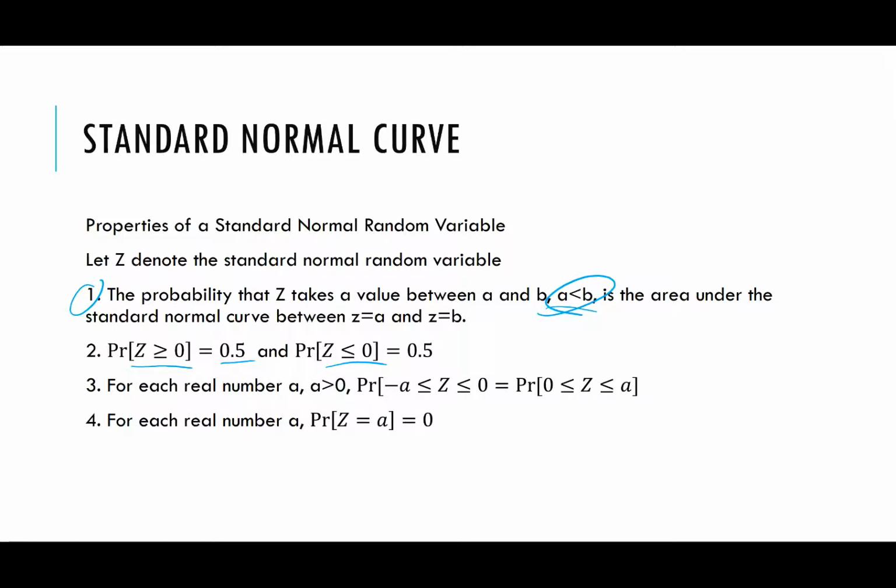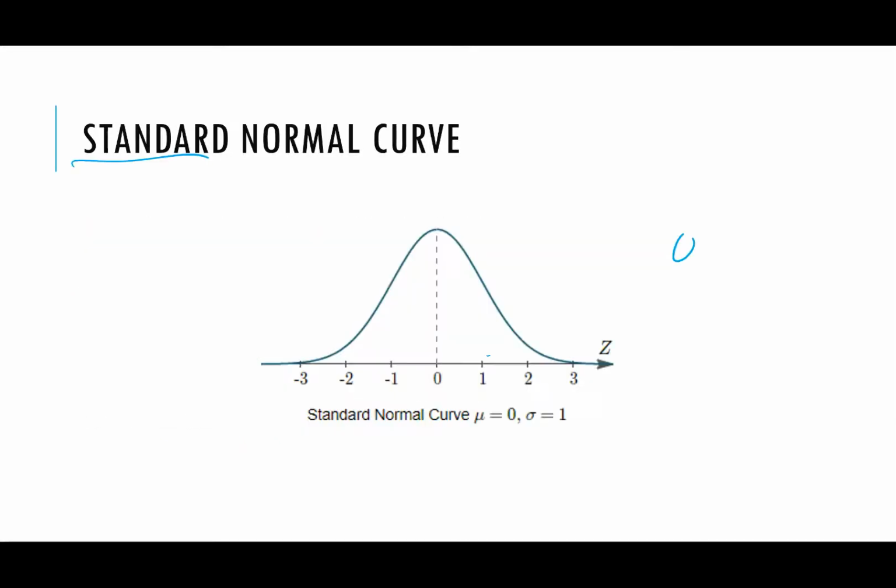So it's also saying symmetrical. So negative a to 0 to a. Let's say that I said a was 1.5. Well, this region from negative 1.5 to 0 is the exact same as the region from 0 to positive 1.5. Those regions would be equal in size. So again, it's just saying symmetrical.